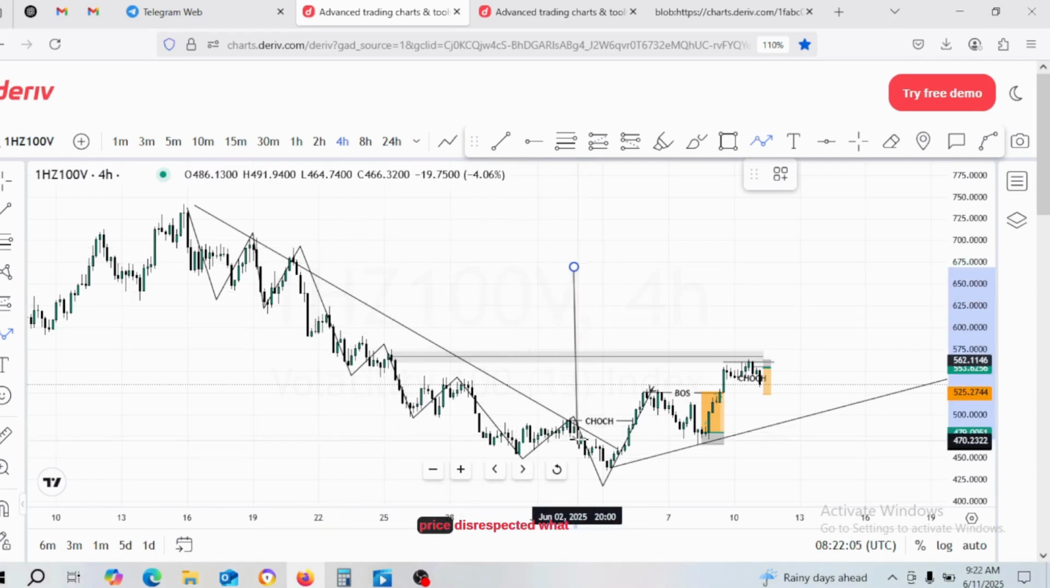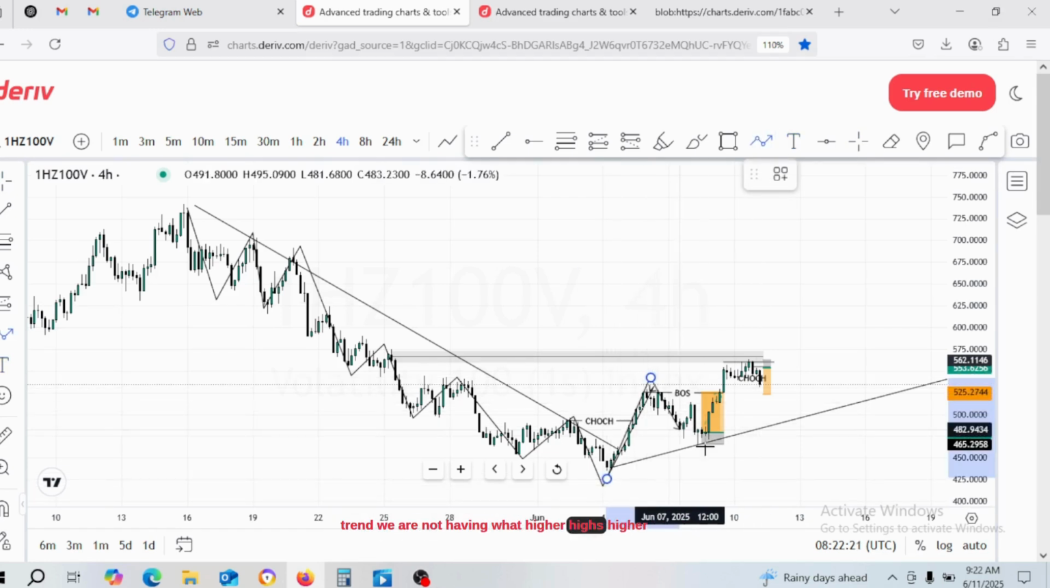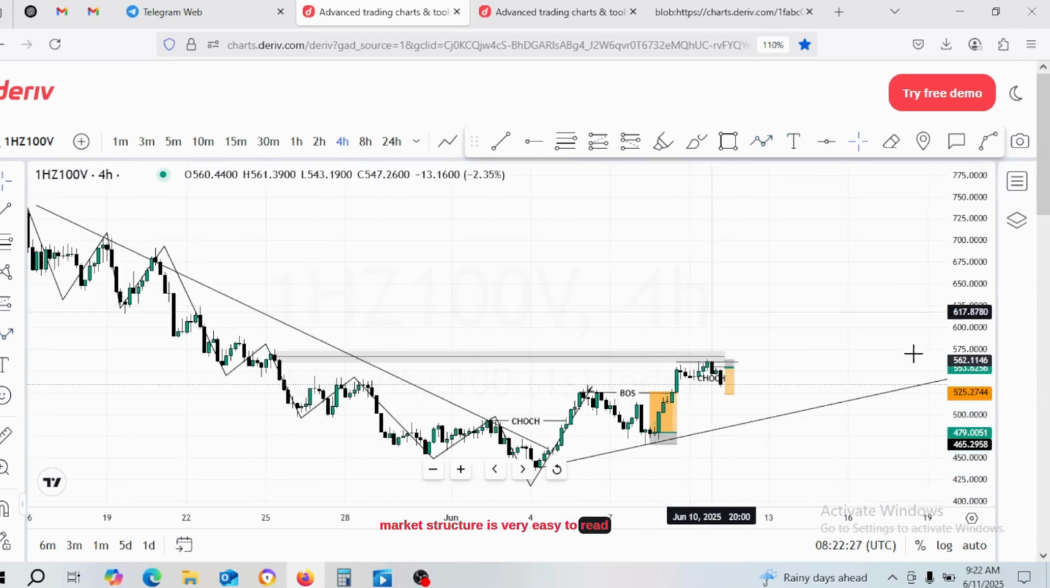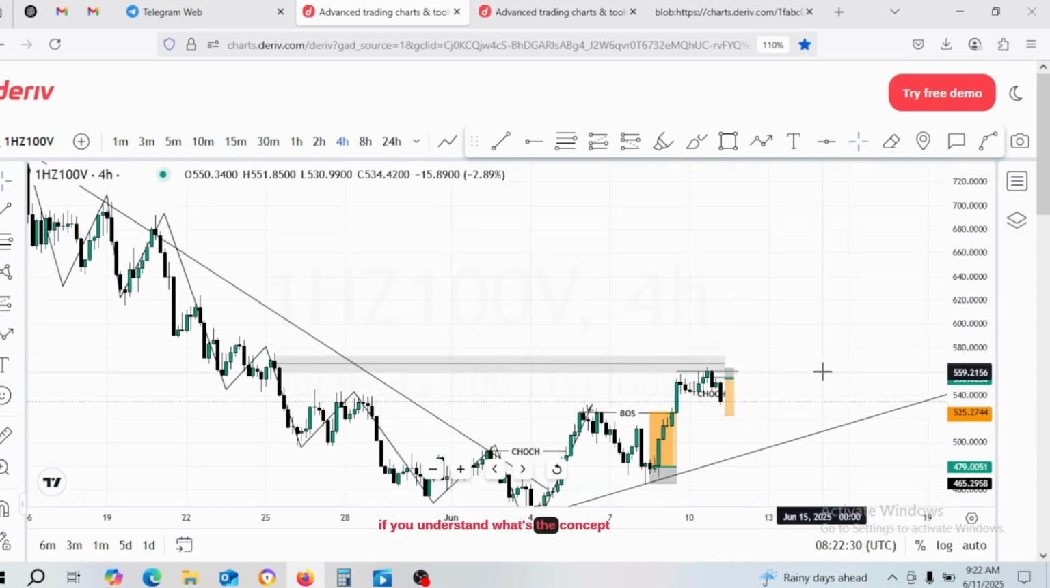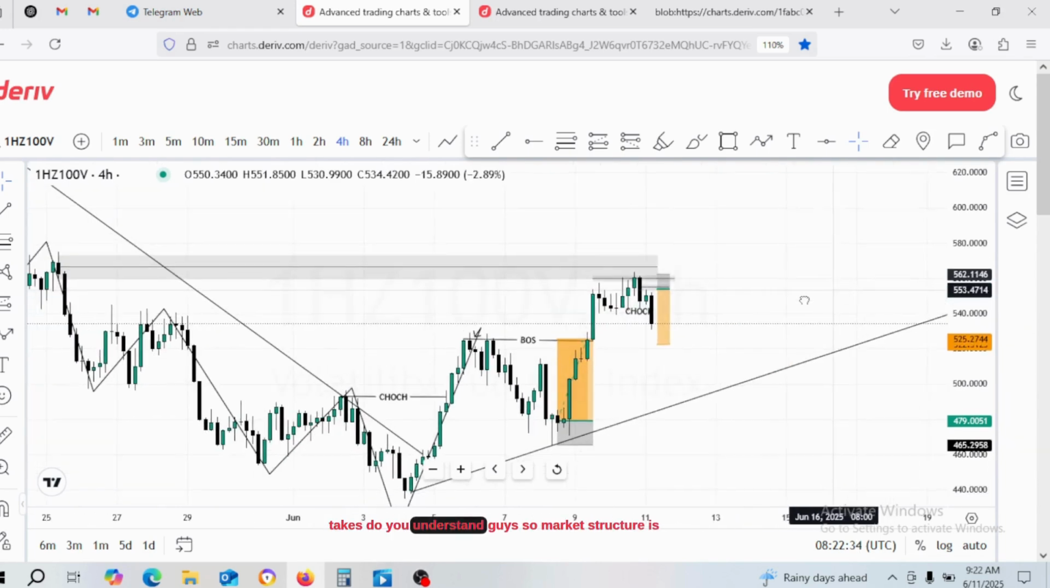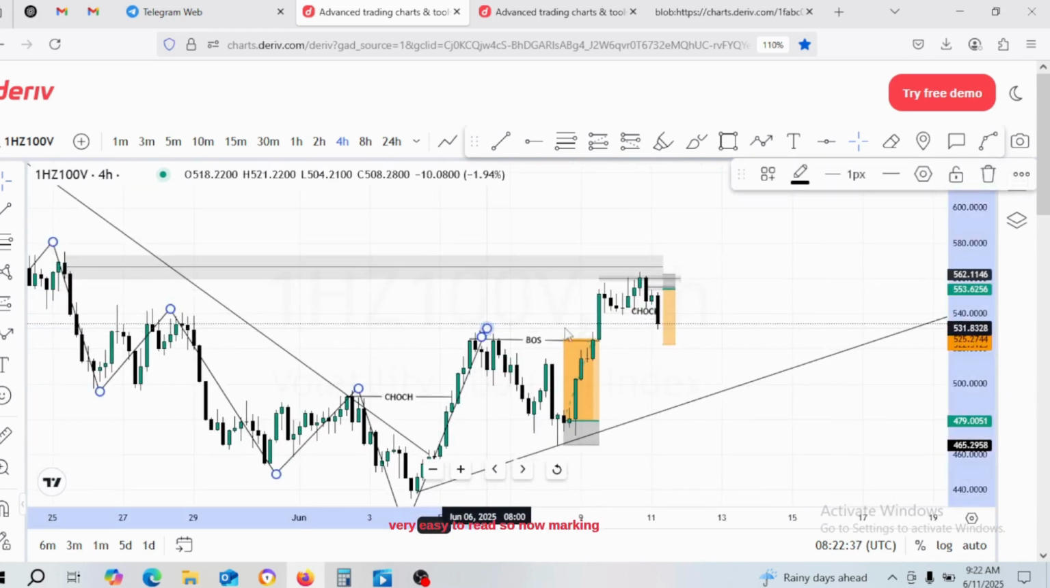Now see what happened. Price disrespected what? The lower high, and we changed character. Now what did you see? You can see we've changed the trend. We are now having what? Higher highs, higher lows, higher highs. Do you understand, guys? So market structure is very easy to read if you understand the concept, if you understand what it really takes.